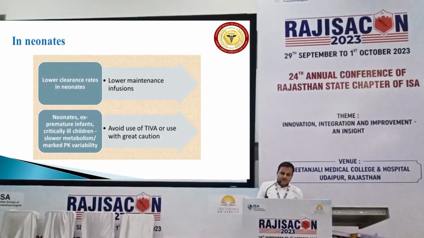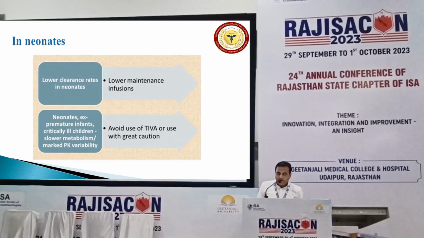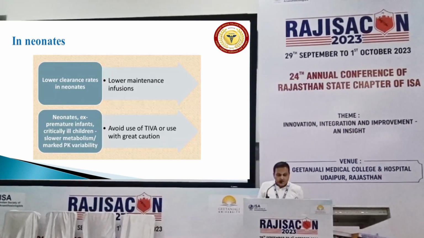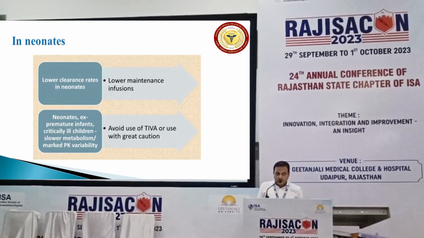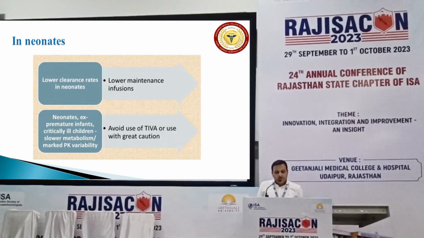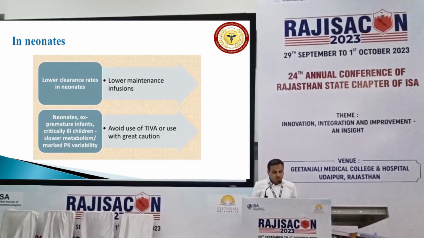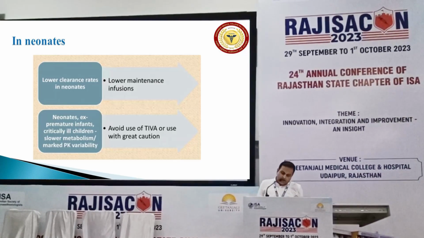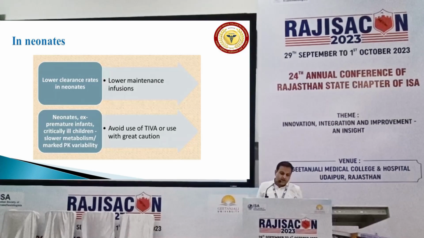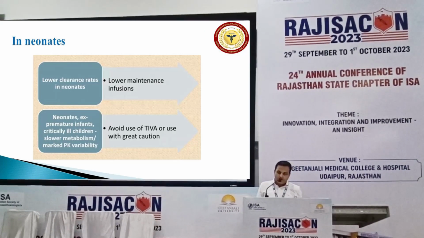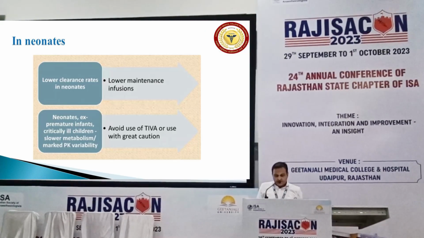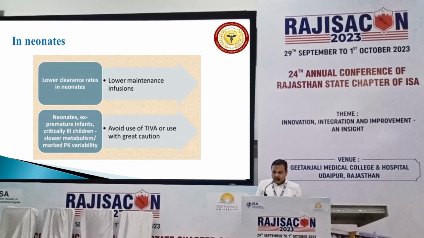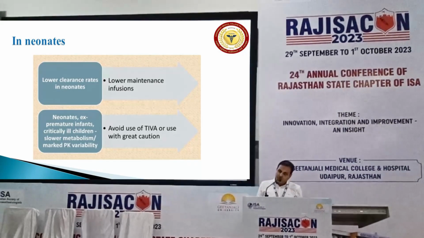Neonates have some pharmacokinetic differences from the children. Neonates have a lower clearance rate because the organs are not mature, so they require a lower maintenance infusion. Some neonates, ex-premature infants, and critically ill children have slower metabolism, so in these children, avoid the use of TIVA or use it with great caution.